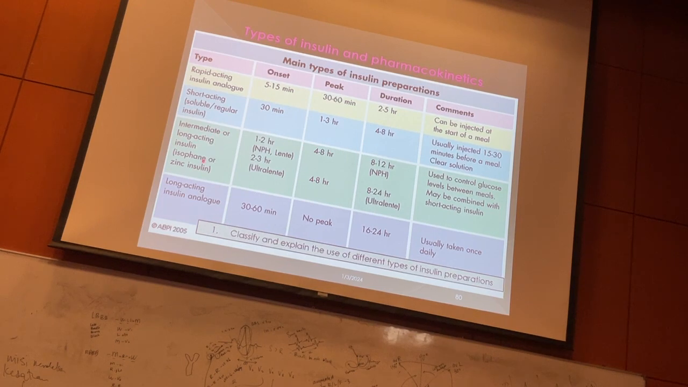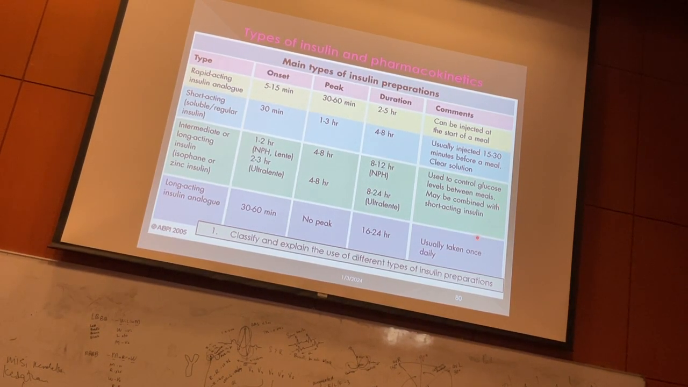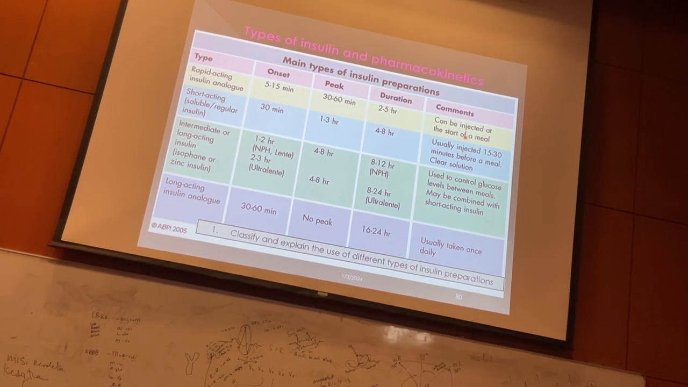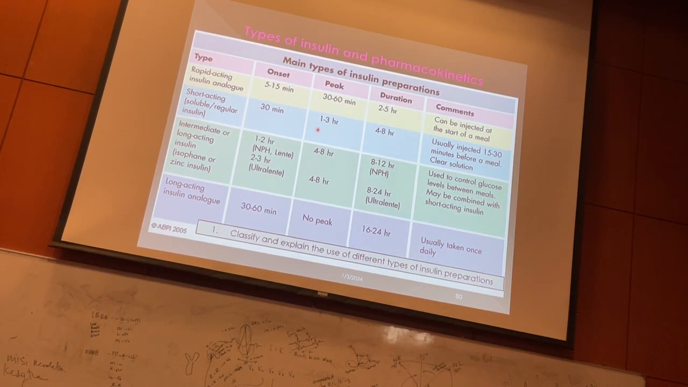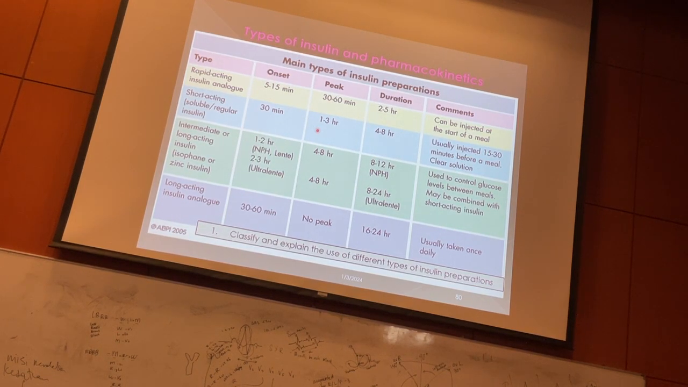Okay, so intermediate or long acting insulin, onset is within 1 to 2 or 3 hours. Peak is within 4 to 8 hours. That is used to control glucose levels between meal, maybe combined with short acting. Whereas the one that has no peak and duration is about 1 day, usually taken once daily. Okay, so these are the 4 classification of insulin preparation. So in a way, ada 4 groups.